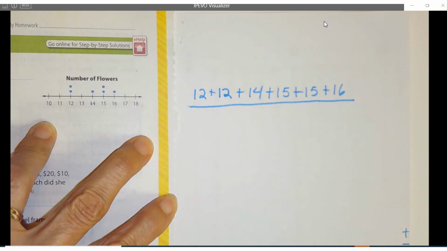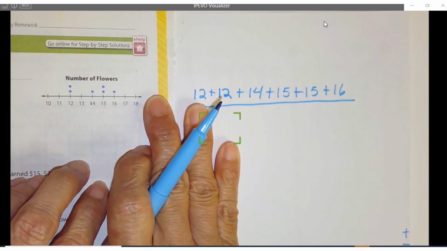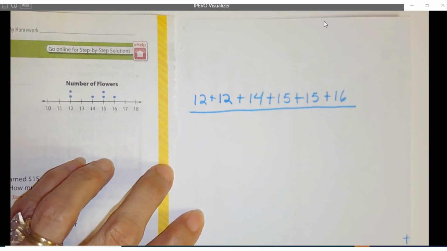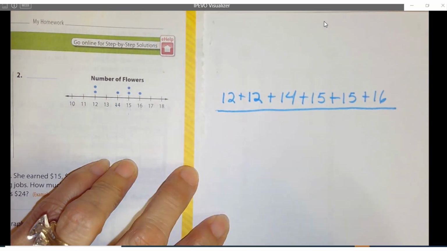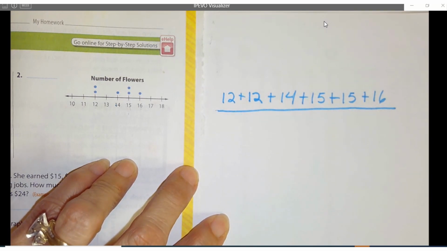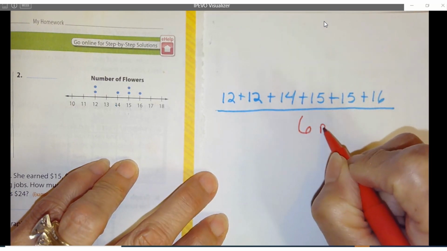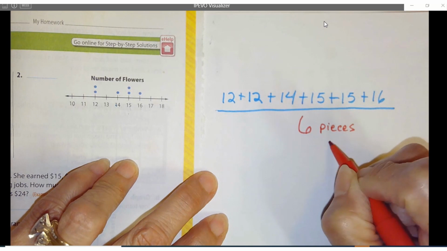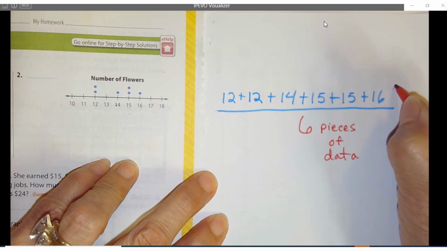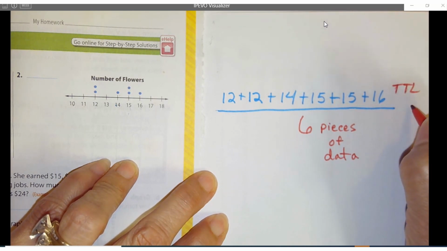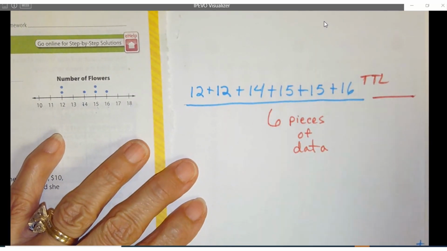What's the number of pieces of data that I have? I have 2, 3, 4, 5. I have a total number of 6. So I'm going to divide it by 6. This is pieces of data, and that's going to be the total. So let's scoot this over here some, and total these up.